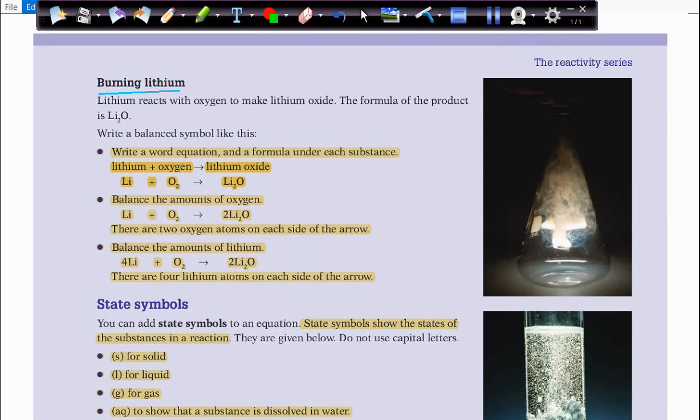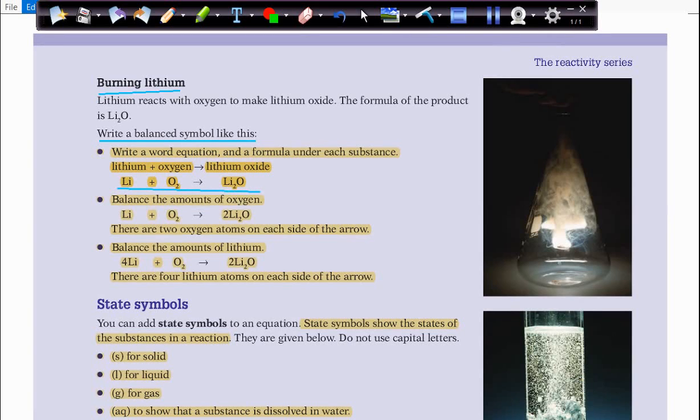Burning lithium. Lithium reacts with oxygen to make lithium oxide. The formula of the product is Li2O. First, we need to write a balanced symbol equation. We have to write the word equation and the formula under each substance. So lithium Li plus oxygen O2 give us Li2O.